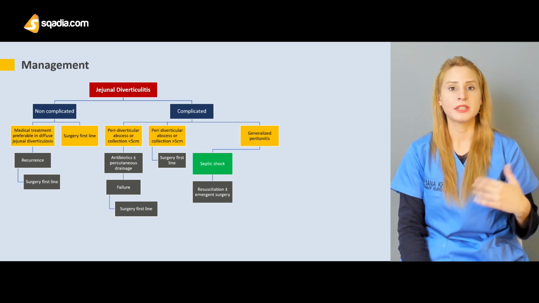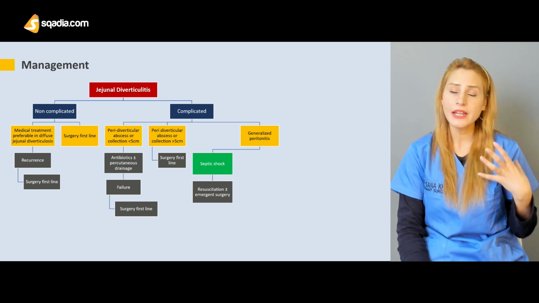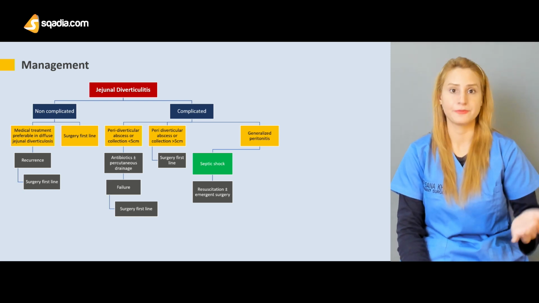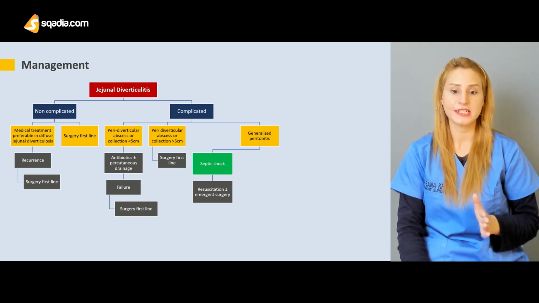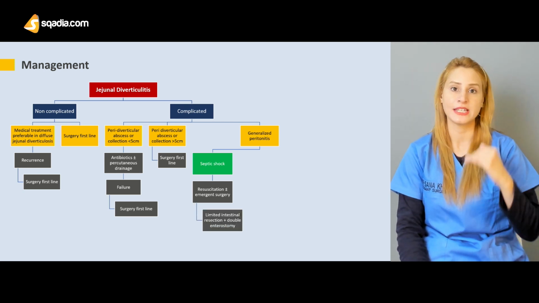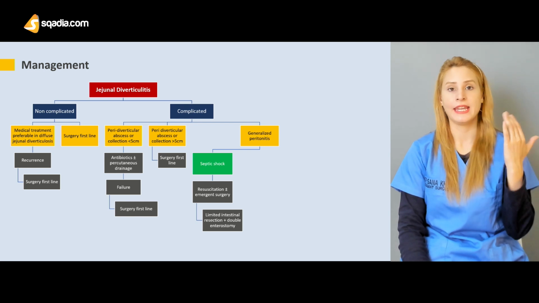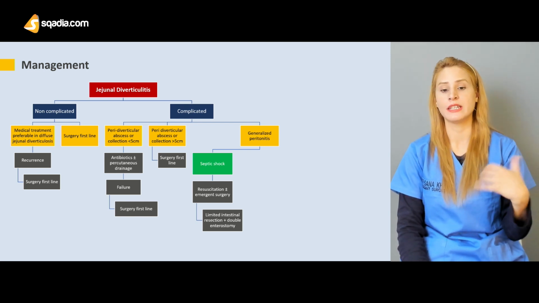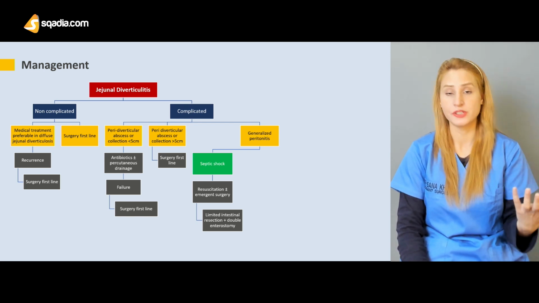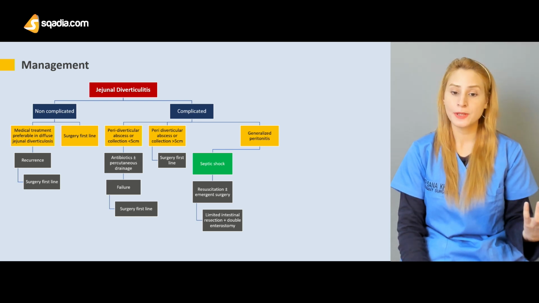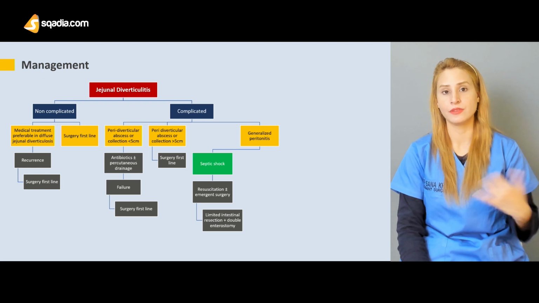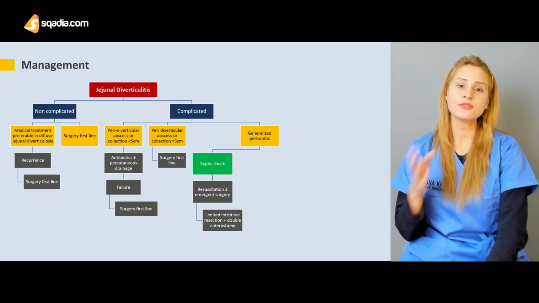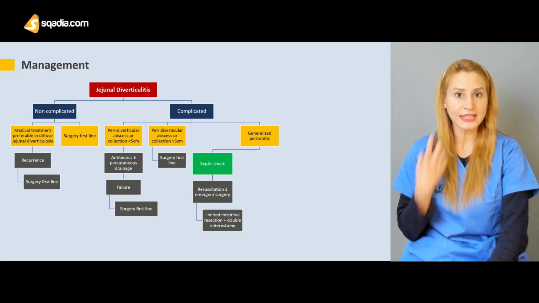And if there is generalized peritonitis and the patient is in septic shock, then resuscitate, okay? The patient can be in shock, and first you have to manage the shock, go for emergency resuscitation, and if the patient is hemodynamically stable, then you can go for emergency surgery, and you go for limited intestinal resection, or you do the enterostomy. But most of the time it depends upon the spillage and the contamination.